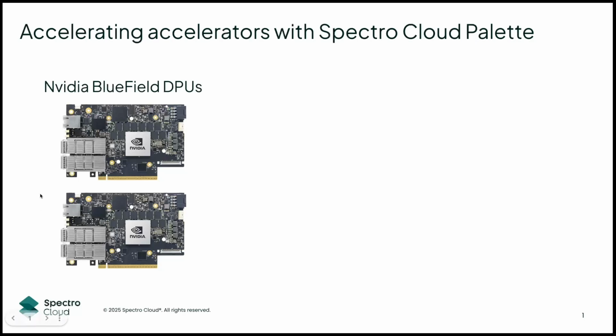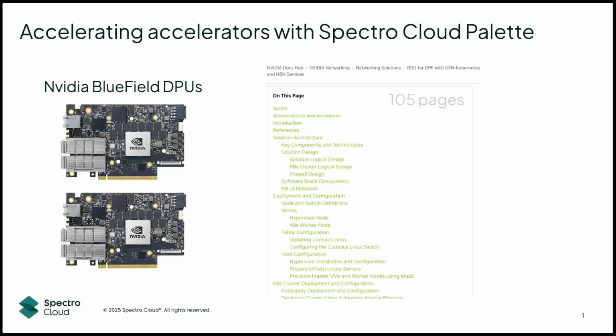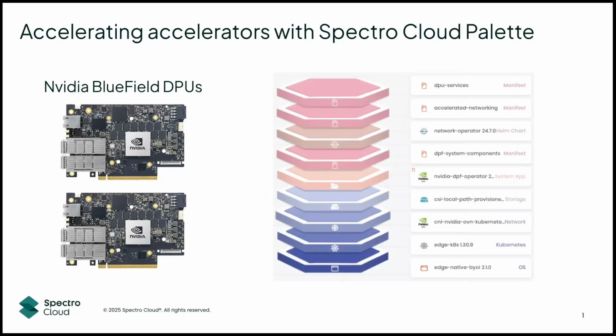NVIDIA provides a guide for us. The best one is the Reference Deployment Guide, which you can find on their website. But there is one catch. It is 105 pages long. Some of that you will use to set up the required network infrastructure, such as setting up BGP, but after that, there are many pages of steps for deploying the actual cluster. We have replaced all of those steps with a single cluster profile for Spectro Cloud Palette that is straightforward to deploy with no more hassle.